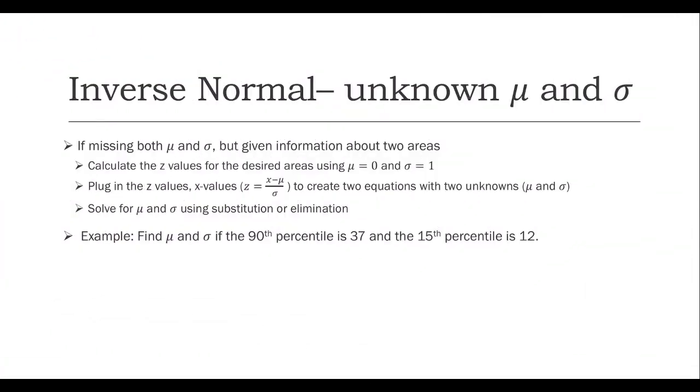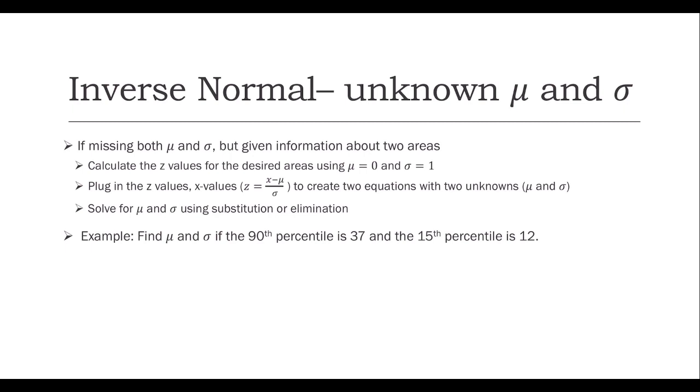Next, we can use inverse normal to solve for an unknown mean and standard deviation. So if you're missing both the mean and the standard deviation, but given information about two areas, then you'll calculate the z-values for the desired areas using a mean of 0 and a standard deviation of 1. Then you'll plug in those z-values and x values into your equation and create two equations with two unknowns, which you can then use to solve for mu and sigma using substitution or elimination.